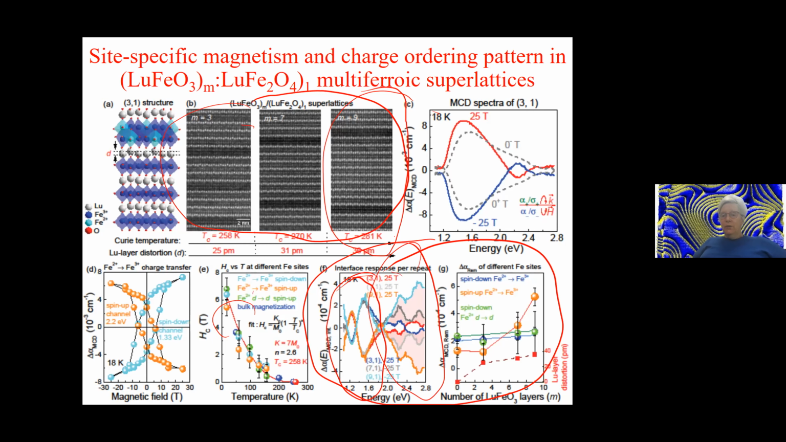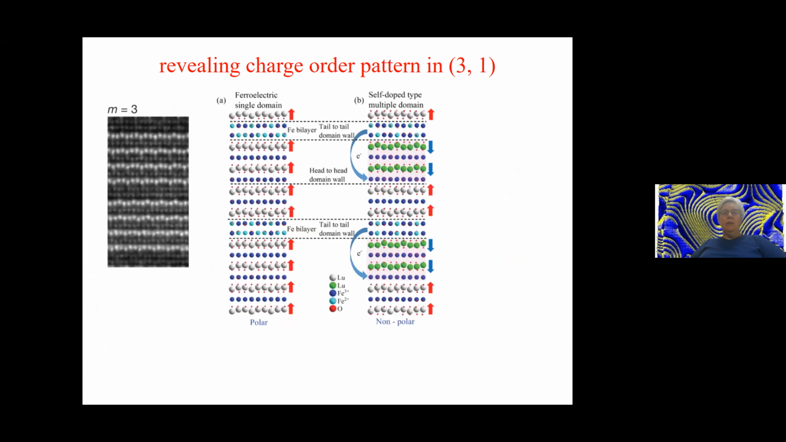So in fact, you can see that here, and we're plotting in this last panel this remnant MCD spectrum as a function of the lutetium ferrite layers, and that's essentially as a function of lutetium distortion. And you can see that the only thing that changes there is the spin up channel charge transfer.